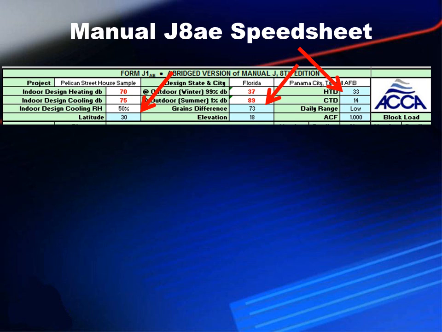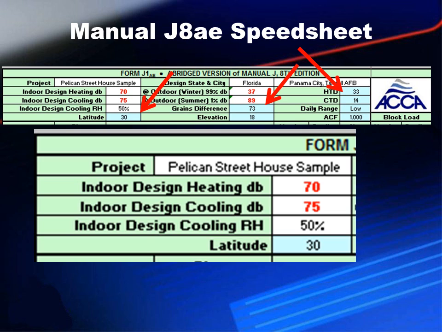And we have another thing there. It's the indoor design cooling relative humidity. Let's look at that a little closer. That one's a scroll down too, and you can select 45, 50, or 55. We generally recommend you go with 50.